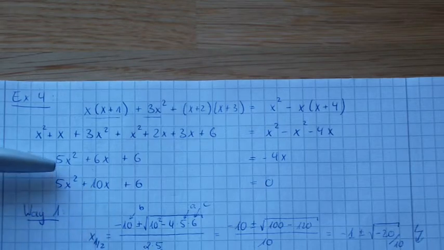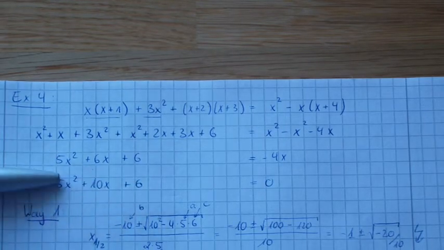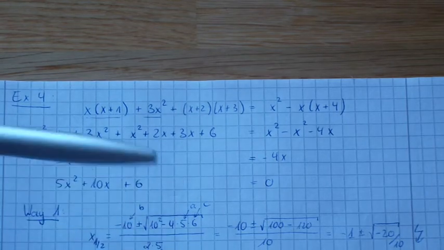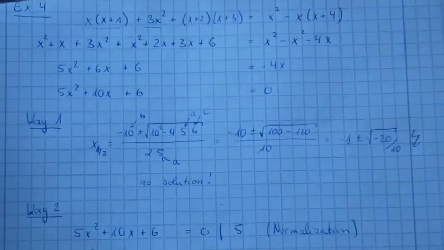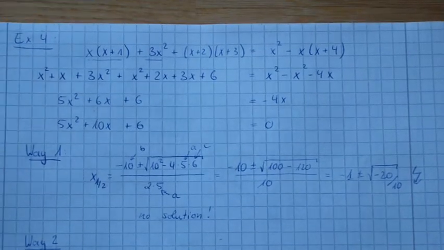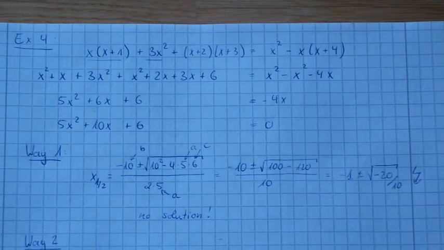Remember to always sort the terms here: x squared, x, and the constant term, always starting with the highest power, equals 0. Now, let's look at how we can solve this. I will just show you the first way. This is the easiest and the fastest way, actually. You just use the general solution.